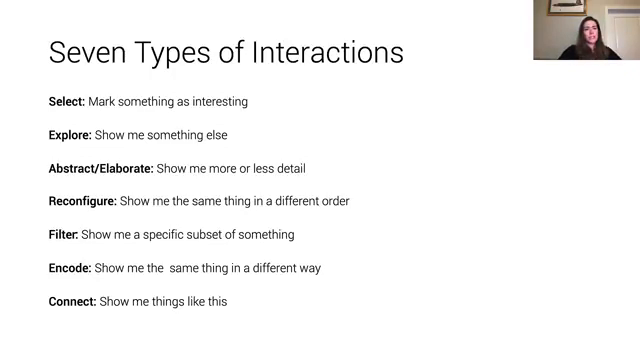And as a bit of a preview, these are to select, or indicate that something is interesting; to explore, to start to show alternative forms or aspects of the data; to abstract or elaborate, which is to jump in and drill down into greater levels of detail; to reconfigure, which is to reorder the data to try to highlight new patterns within that data; to filter, which is to identify specific subsets of interest; to encode, which is to show the same data, but through a different means, think switching from a bar chart to a scatter plot; and to connect, to show relationships across different presentations of data to really try and surface those salient patterns, especially when we have large numbers of variables or complex data sets.